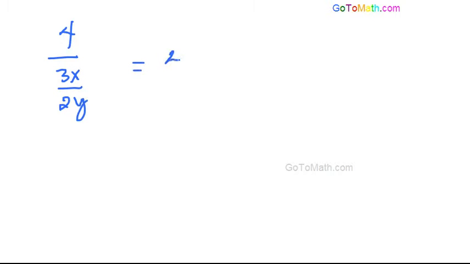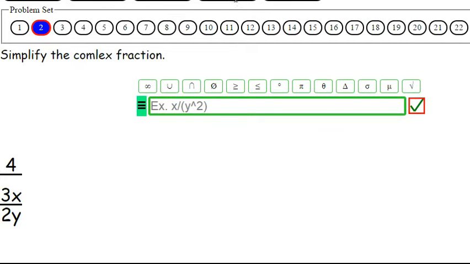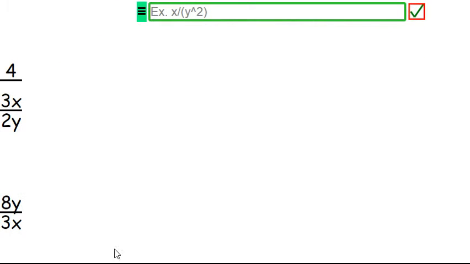So we're going to rewrite this as 4 divided by 3x over 2y, but then we want to convert division to multiplication, so we're going to flip this. 2y over 3x, and there's nothing we can cancel out, so we end up with 8y over 3x. Pretty straightforward there. 8y over 3x. Hopefully I didn't leave anything off.